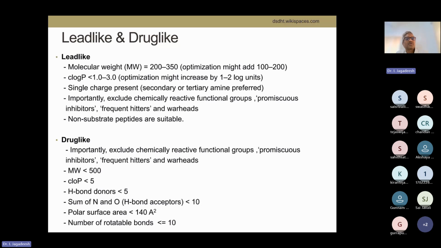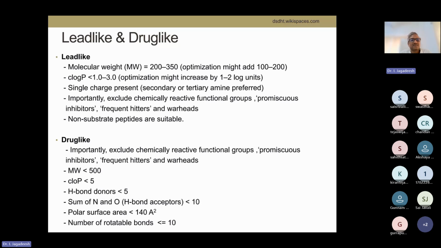Now we need to see what characteristics the lead-like molecule will have. The first characteristic in the lead is molecular weight 200 to 350. Sometimes it may go to 100 to 200 also. Later on, during optimization, it will go to 500. Log P values 1 to 3, so less than 1 to 3 is okay. A single charge present, that is, secondary or tertiary amines are generally preferred. And importantly, exclude the chemically reactive functional groups.